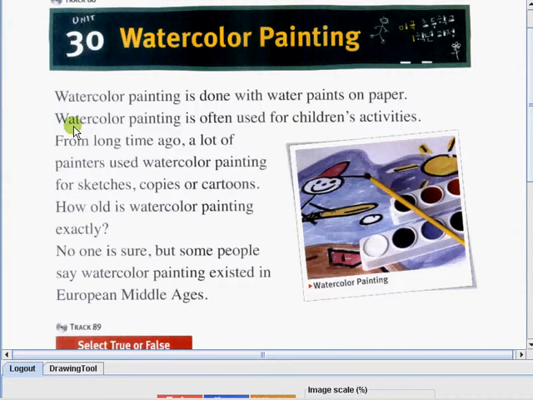Now, let's read the passage again in a fast-paced mode. Let's start. Watercolor painting is done with water paints on paper.